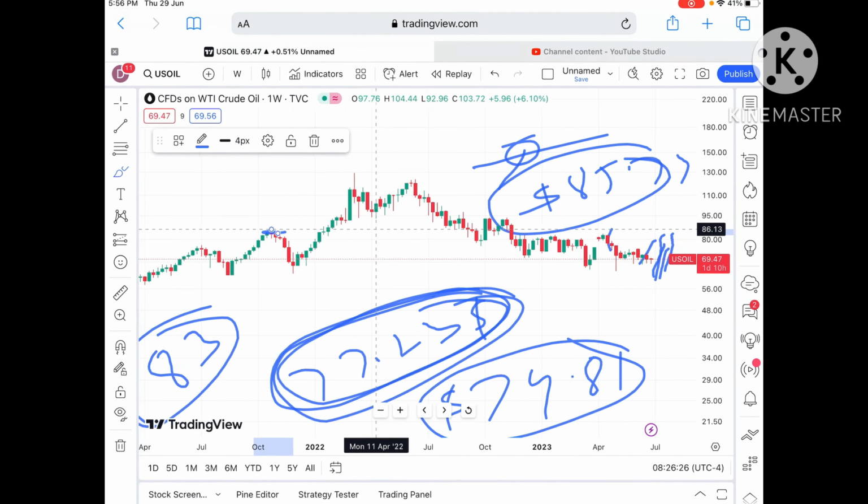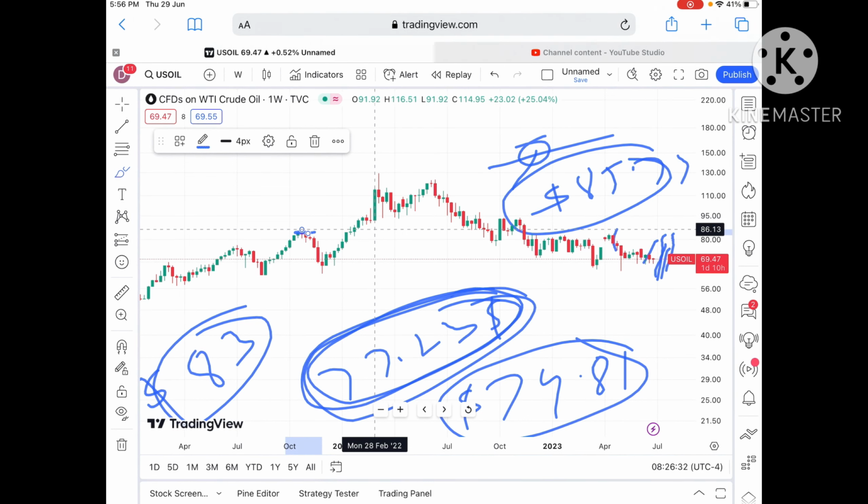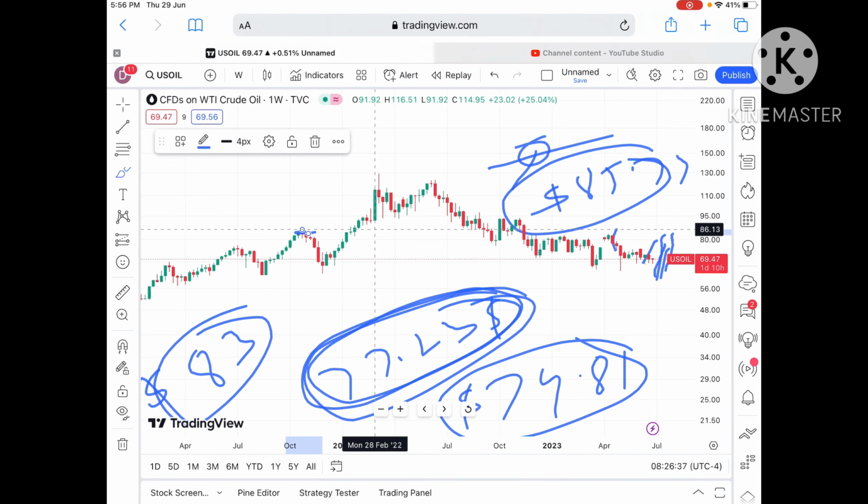If the price moves above a level of 85, I'll make another video explaining where it can go. If it sustains above 85, a probability of going further upside we can see for the price of crude.